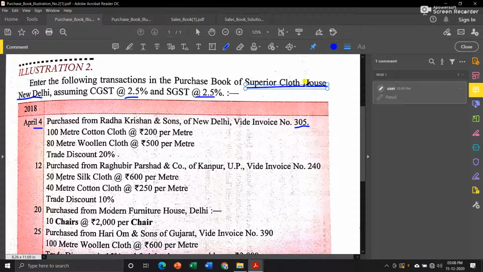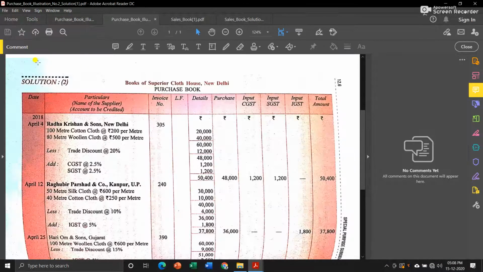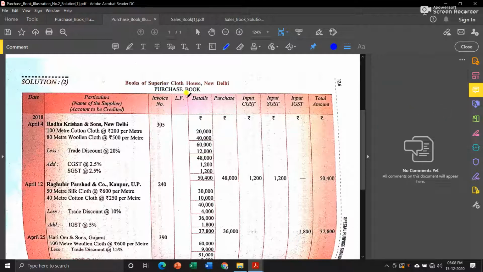Now we are preparing purchase book for Superior Cloth House, and the material that we purchased from Radhakrishan and Sons is also cloth material, so that means it is goods and we can record it in our purchase book. Now let us see the answer. Whenever in any question we already have the name of our business, that is Superior Cloth House, we will write books of Superior Cloth House, New Delhi, purchase book.